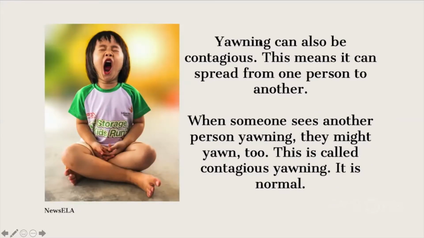Let's look at our next one. It says yawning can also be contagious. This means it can spread from one person to another. When someone sees another person yawning, they might yawn too. This is called contagious yawning. It is normal. Well, it talks about yawning spreading from person to person. That seems to be my effect. The cause is when someone sees another person yawning. As a result, they might yawn too.